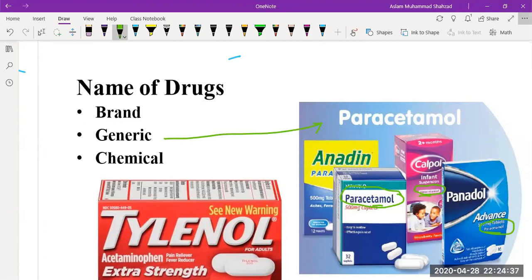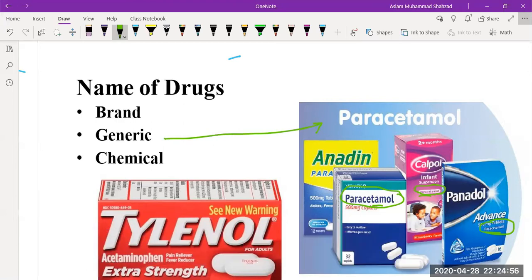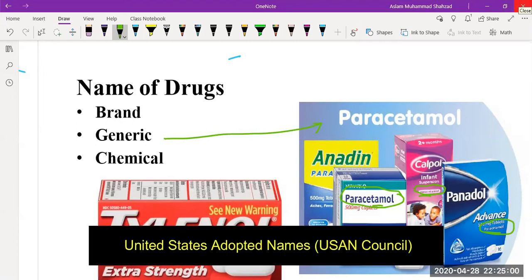The only difference is that when we compare different products, one is a tablet, one is a syrup, and another is a capsule. So the difference is only how you take the drug. The word paracetamol is actually the generic name given by the American society, the US society that gives the name of the drug.